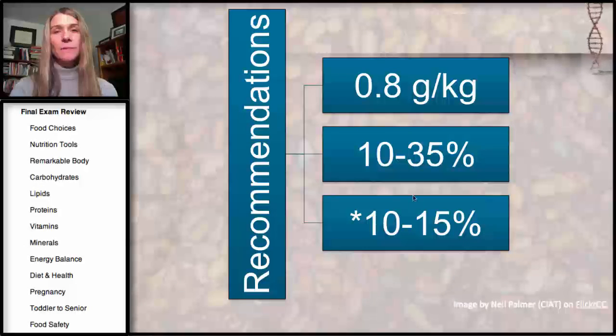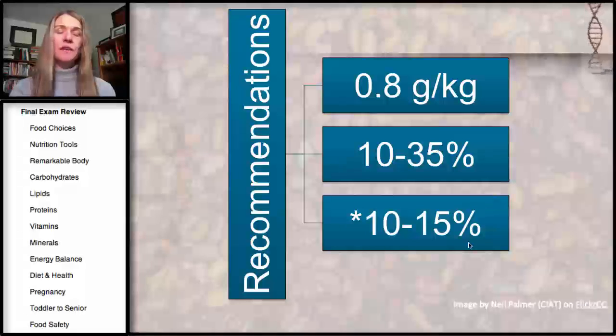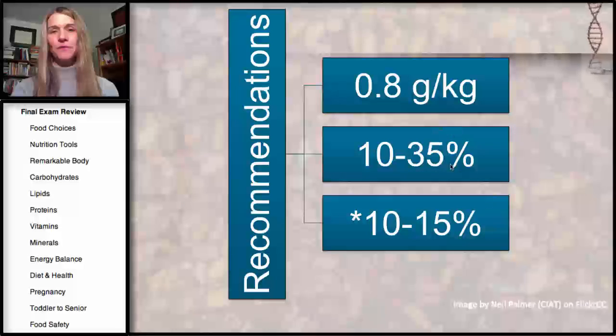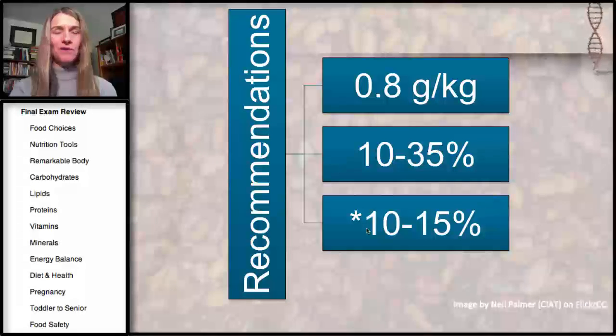That's going to be your 10% here. Most Americans need 10 to 15% of their calories from protein. 35% is this, kind of for the extreme, and so this is going to be your upper limit. So most Americans need 10 to 15% of their diet from protein. I want you to keep that in mind.